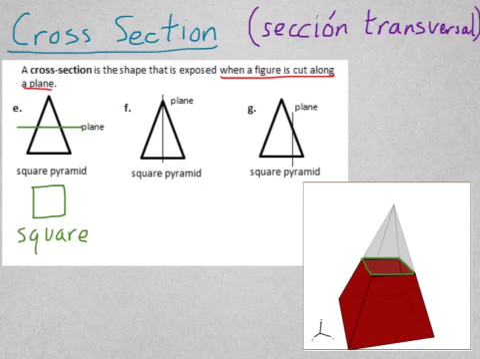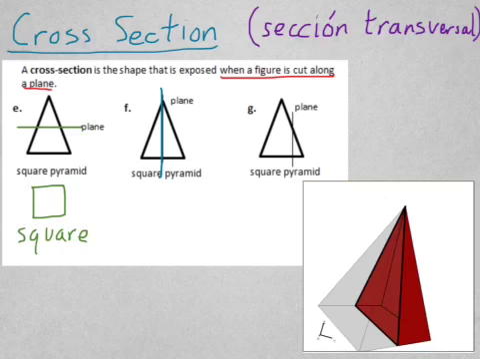What about on F? Can you visualize it? What shape do you think it would make if I cut it down, straight down the middle? If I made that cut, here's a picture. That cross section would be a triangle. That would be the shape that you would see if we cut it right there.